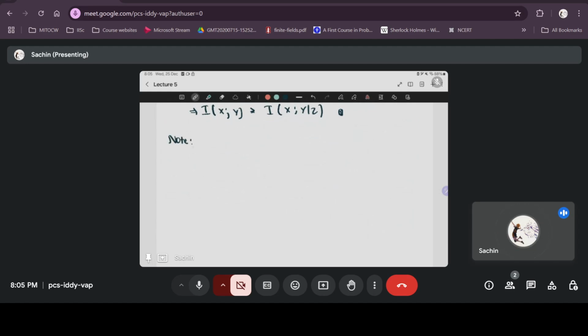And we'll take this as a note. I of X;Y given Z greater than I of X;Y is possible if X, Y, Z does not form a Markov chain.